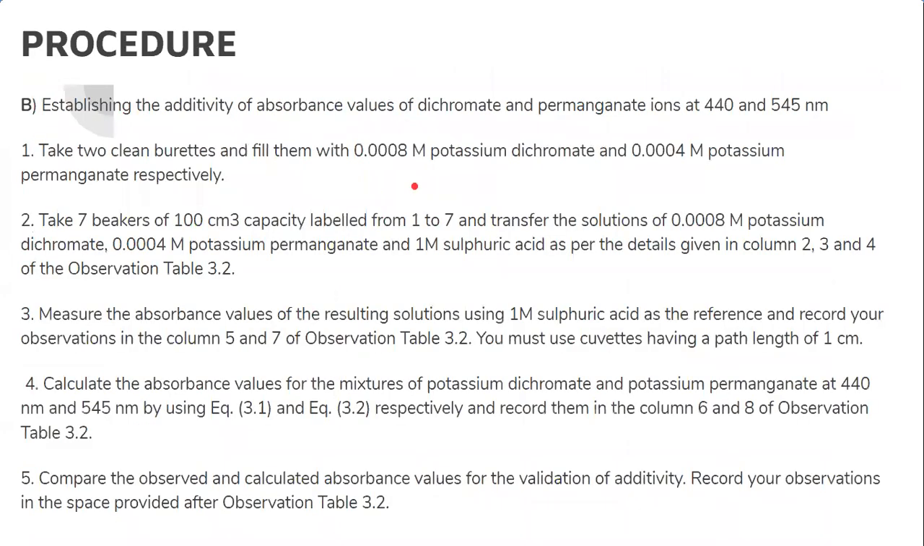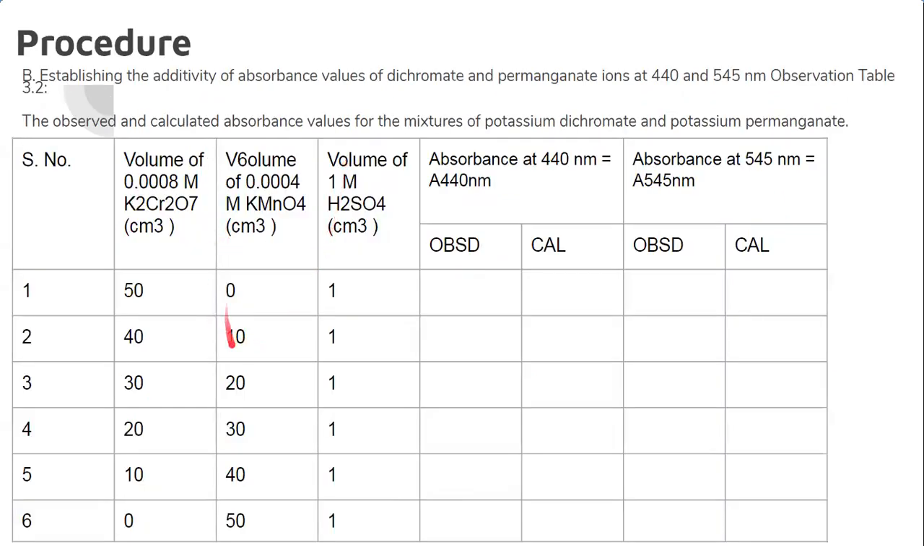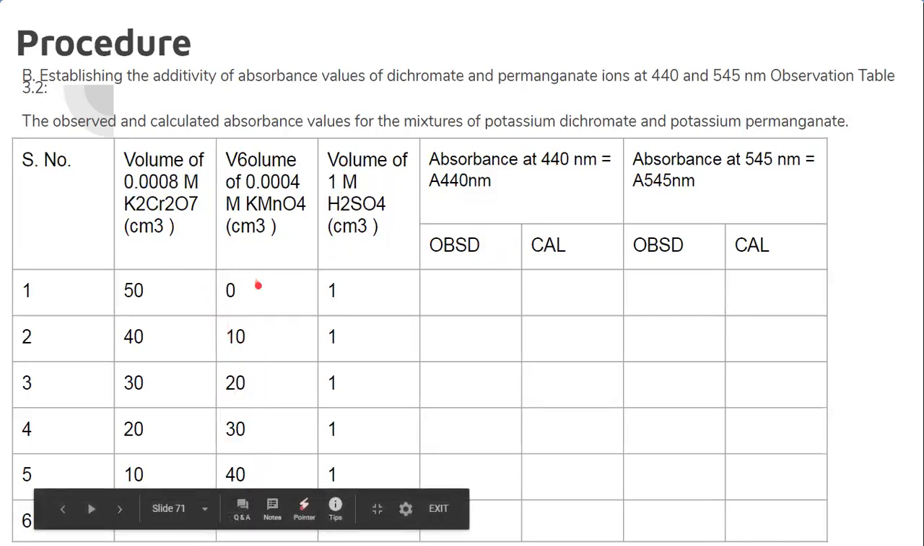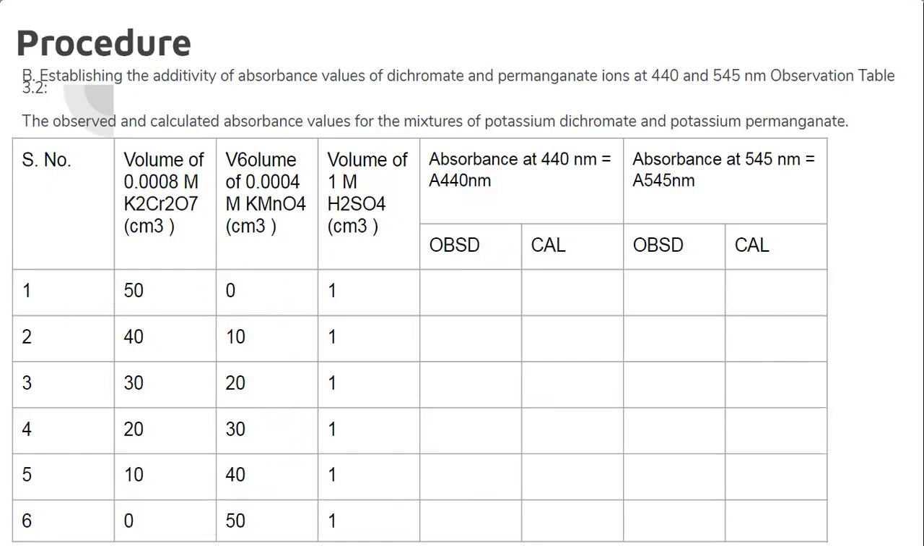For that additivity of absorbance, we take a mixture of solutions. We use two differently concentrated solutions: one is 0.008, that means 8 into 10 to the power of minus 3 potassium dichromate, and 4 into 10 to the power of minus 4 potassium permanganate solution. Using these two solutions, we prepare a different series of solutions in different proportions. These are the standards. The first solution may contain only 50% of potassium dichromate as well as 1 M acid, because this experiment should be carried out under acidic medium. This is the experimental value, the absorbance obtained, and then this is calculated.